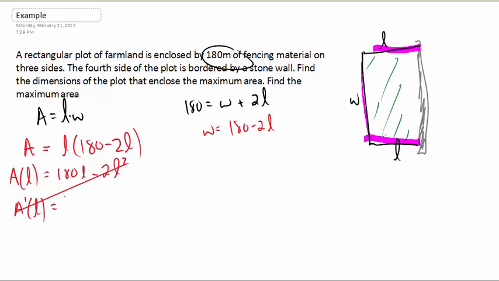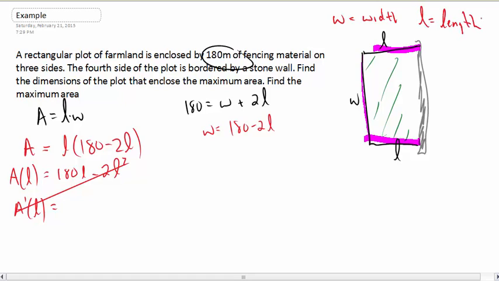Now we can take the derivative with respect to L. It doesn't always have to be with respect to x, remember. This is just a variable. We could have very easily defined x and y as the length and width, but I defined W to be the width and L to be the length. So my derivative is 180 minus 4L.